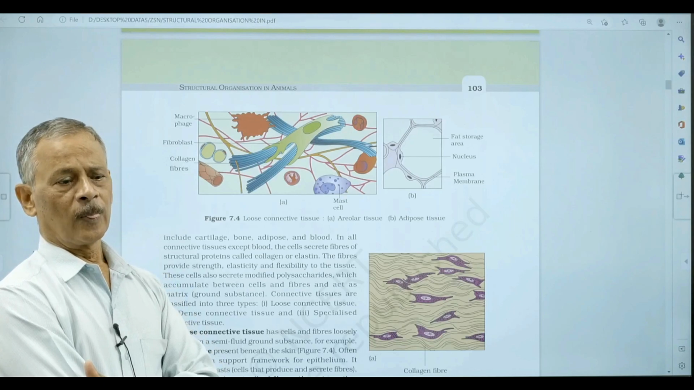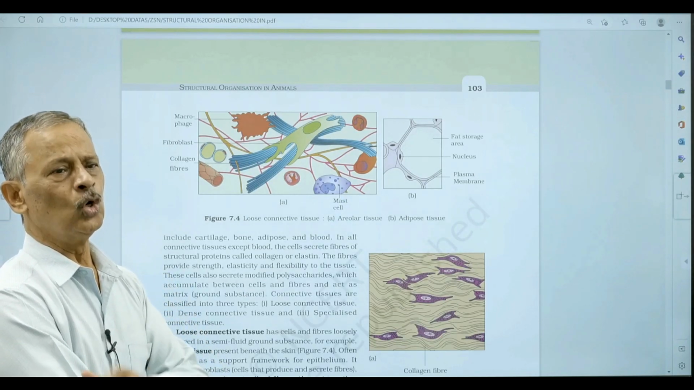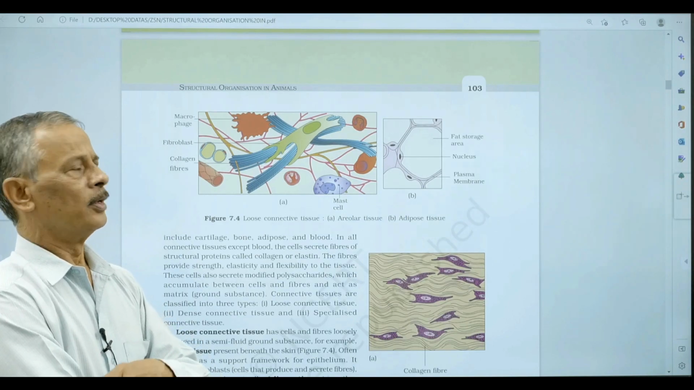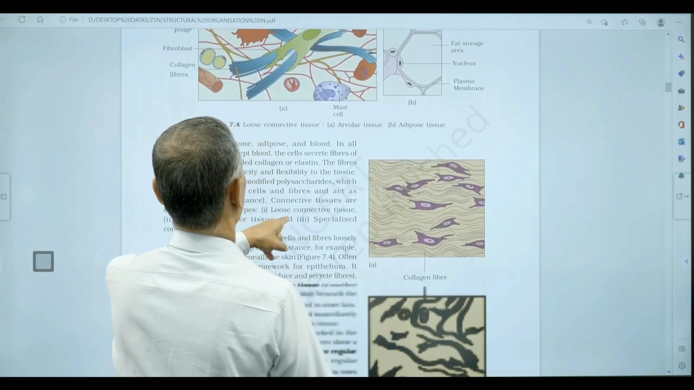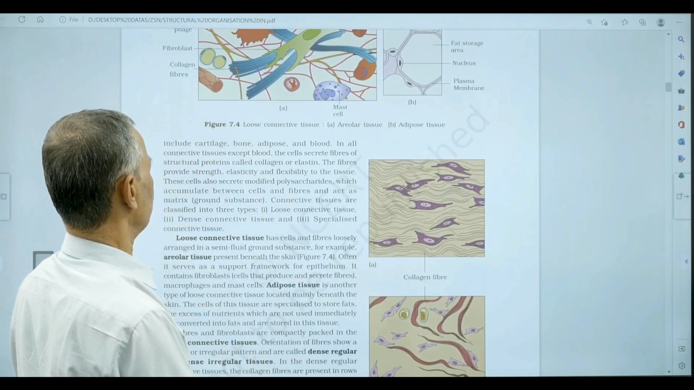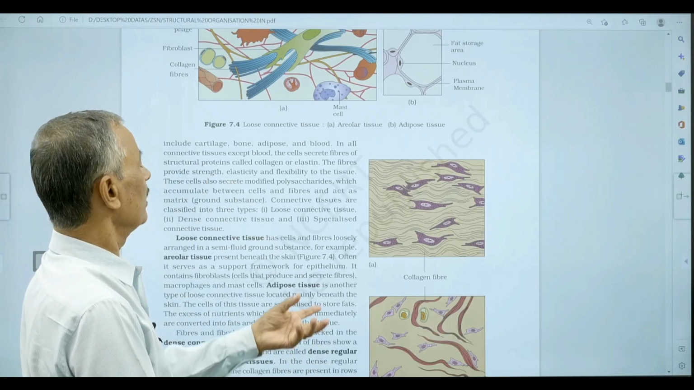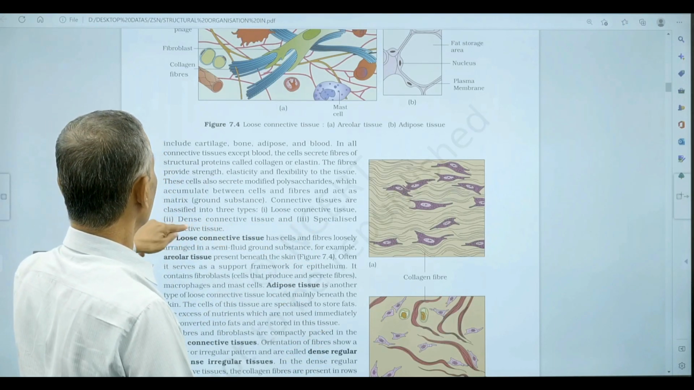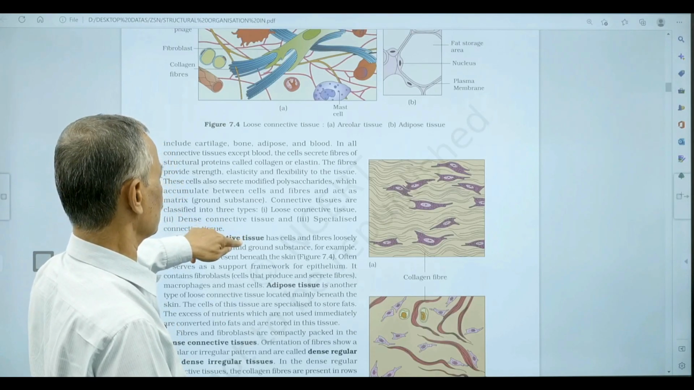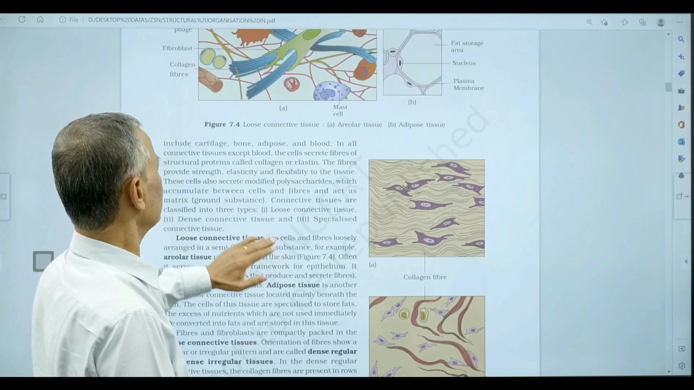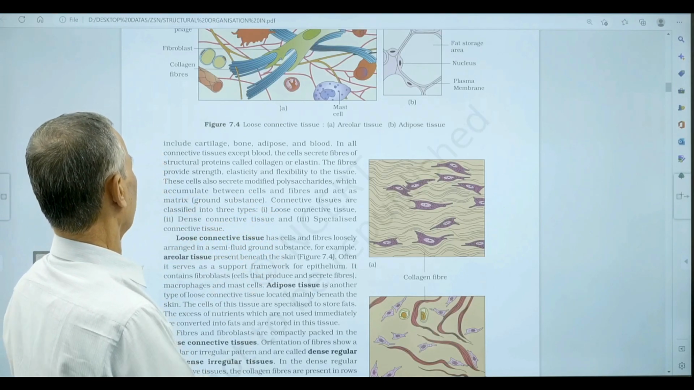Now, connective tissues are classified into loose connective tissue, dense connective tissue, and a third one is specialized connective tissue. They are having special function and special structure. So we can say that in total we are having three types of connective tissues.